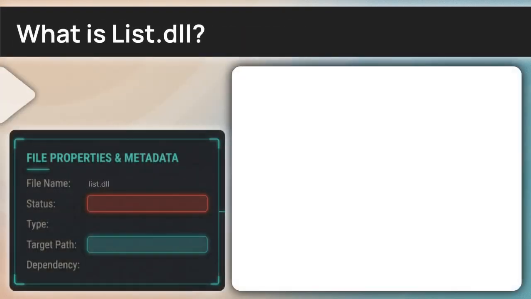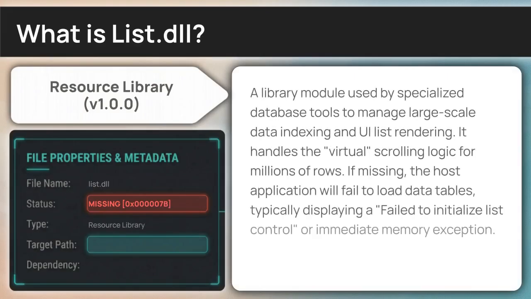This is the List Library, a library module used by specialized database tools to manage large-scale data indexing and UI list rendering. It handles the virtual scrolling logic for millions of rows. If missing, the host application will fail to load data tables, typically displaying a failed to initialize list control or immediate memory exception. With that background out of the way, here is how we actually restore the missing component.